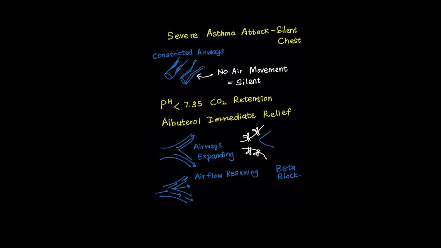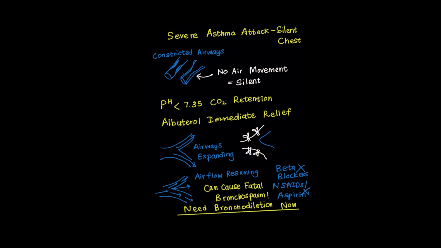Beta blockers and NSAIDs like aspirin are absolutely contraindicated because they trigger bronchoconstriction, potentially causing fatal bronchospasm. Cough suppressants won't help because the problem isn't coughing, it's severe airway constriction, requiring immediate bronchodilation.